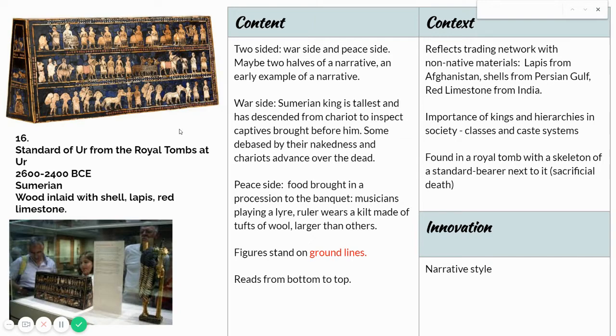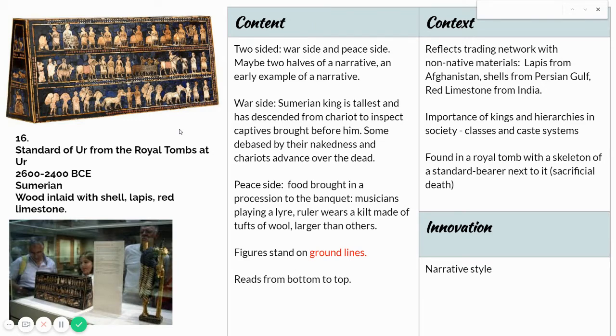And so, because this piece was found laying next to a skeleton of a standard bearer, we know a couple of things. We know, number one, that it was probably a sacrificial death. So when the ruler passed on, a lot of his attendants also were sacrificed and laid to rest with the ruler, because there was such strong belief in the afterlife. And I mean, such strong belief that most of the king's attendants definitely wanted to accompany the king in the afterlife. There was no better honor than that. And being left behind, per se, was probably more fearful to them than being sacrificed and buried with them. So it's not that it was a negative thing to their culture. It was quite an honor.